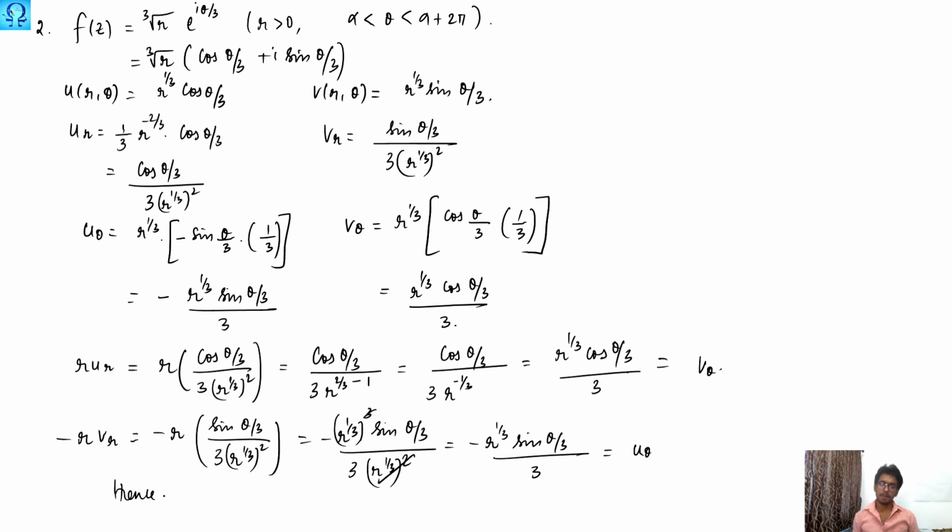So hence CR equations are verified. Okay, after verifying CR equations, let me write the derivative as e to the power minus iota times of theta, and I'll have to substitute my u_r term.